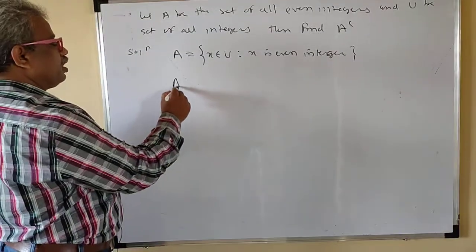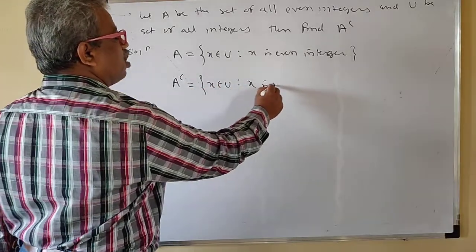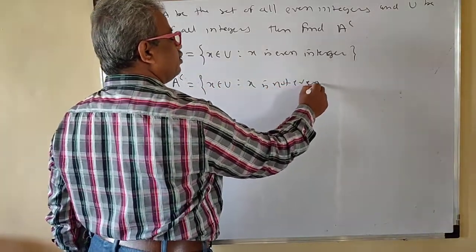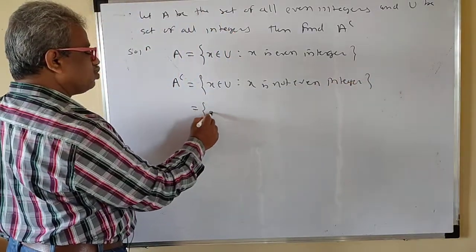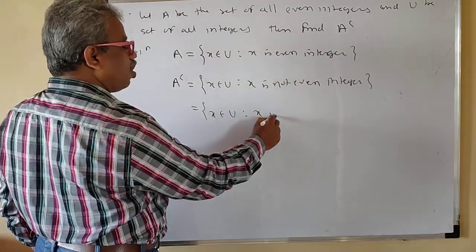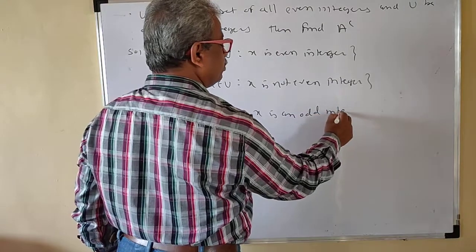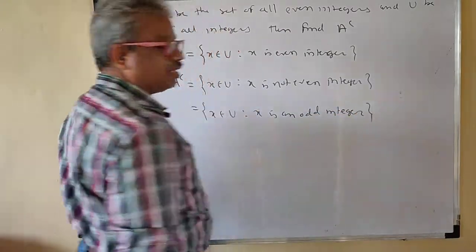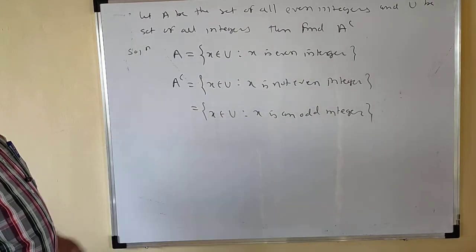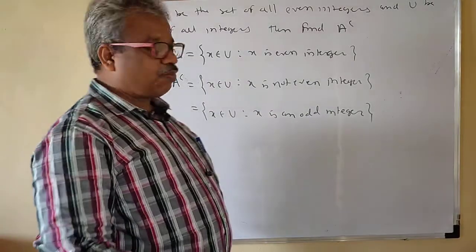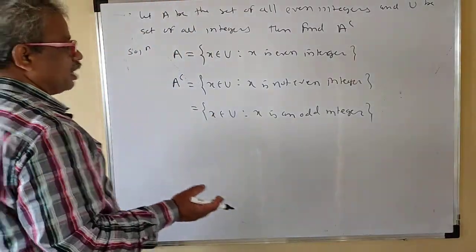Now A complement means what? x belongs to U such that x is not an even integer. x is not an even integer means x is an odd integer. Okay. So we get A complement. Complement means the set of all elements which are in the universal set but not in A.